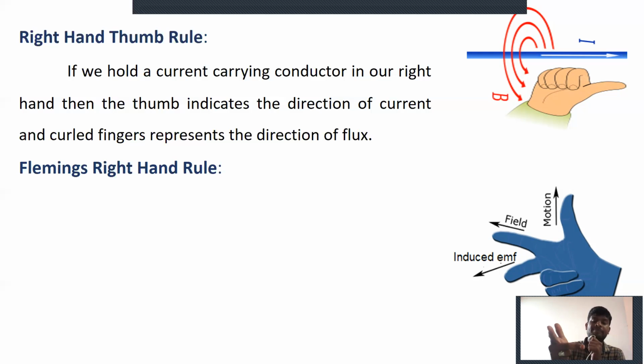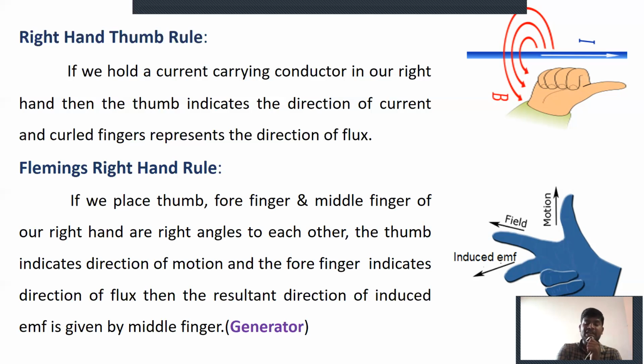At that time, the thumb indicates the motion of the conductor, the forefinger indicates the direction of the flux, that means the magnetic field, and the middle finger indicates the direction of induced EMF. That is Fleming's right hand rule. This rule is the principle of the DC generator, used to get the direction of induced EMF in the generator.